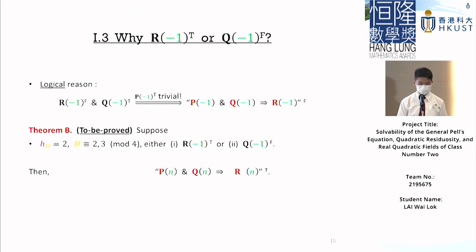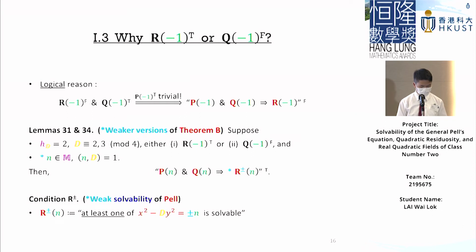Finally, why assume R-1 is true or Q-1 is false? A superficial reason is that, if not, with the trivial P-1, Theorem B's assertion would fail already in the case of n equals -1. The deeper reason is that, with such an assumption, I managed to obtain key lemmas 31 and 34, which will eventually bridge the largest gap in proving Theorem B.